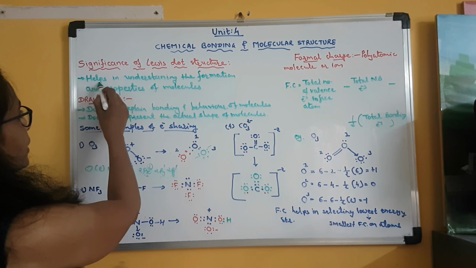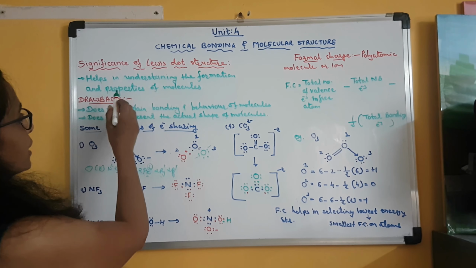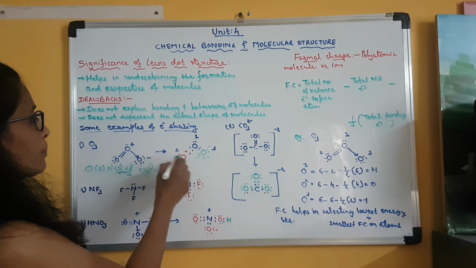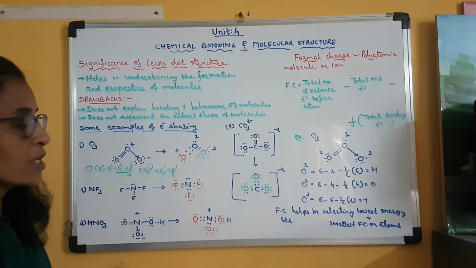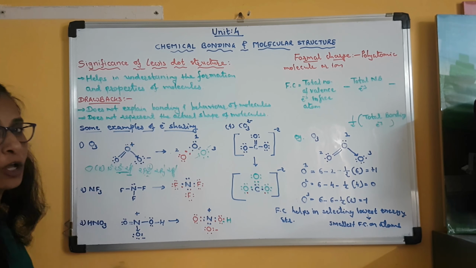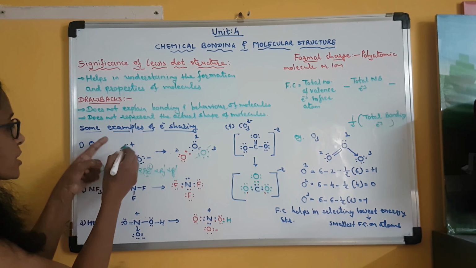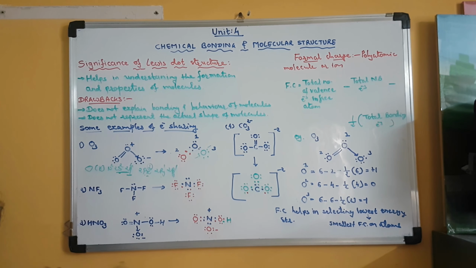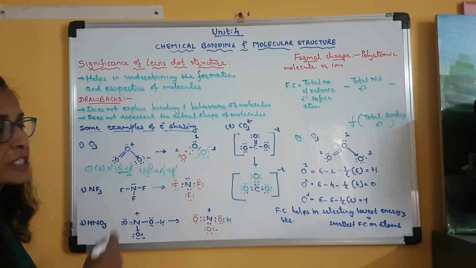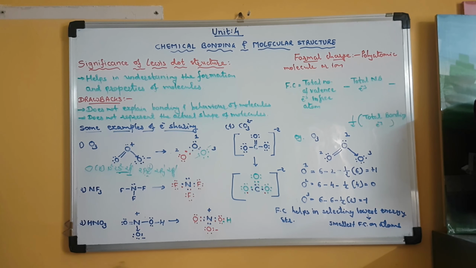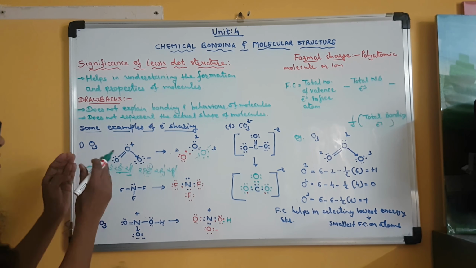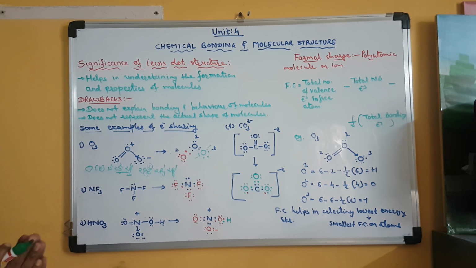So here I have written, it helps in understanding the formation and the properties of the molecule. So this is the formation of the molecule. But if we want to explain how this distribution of electrons has taken place, then with the help of the Lewis structure we can easily explain it. Clear? So this is a very important structure of ozone.